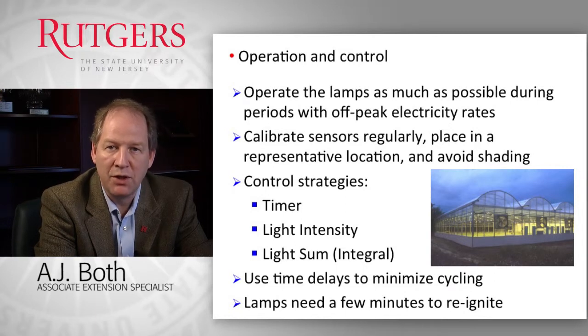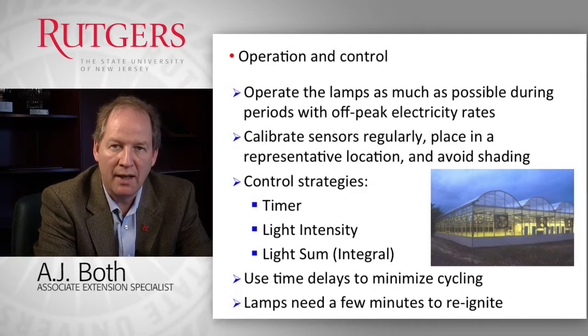We want to try to put in some time delays, especially when you use high intensity discharge lamps, to minimize cycling. LED lamps are much better in this regard. You can cycle them better, but high intensity discharge lamps cannot cycle very rapidly, so we want to put some time delays in to not have them turn on and off very rapidly. And some of these lights need some time to reignite. High intensity discharge lamps in particular will not reignite immediately after you've turned them off. They need to cool down before they can restart again.